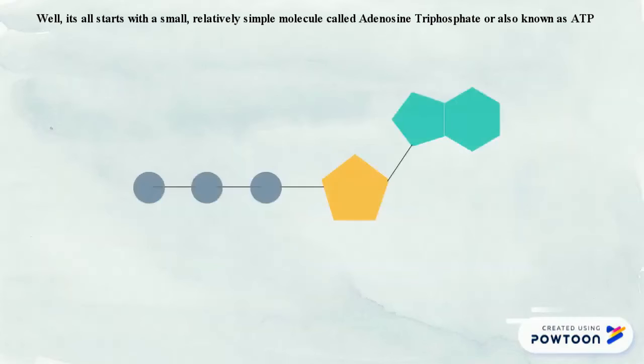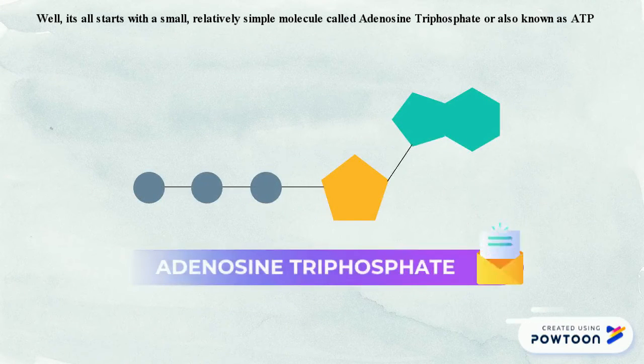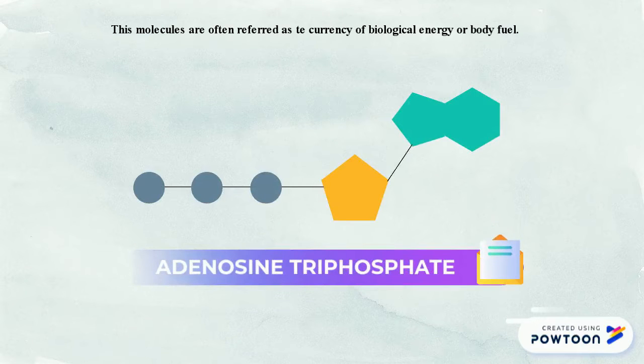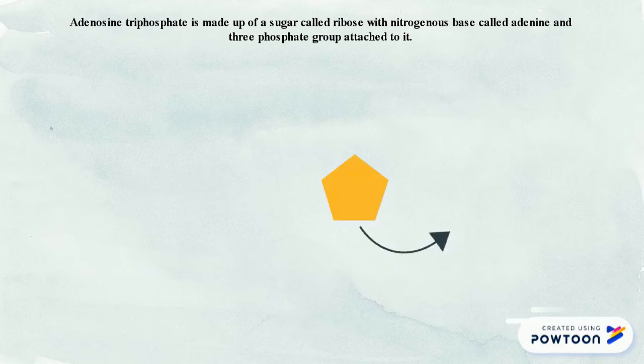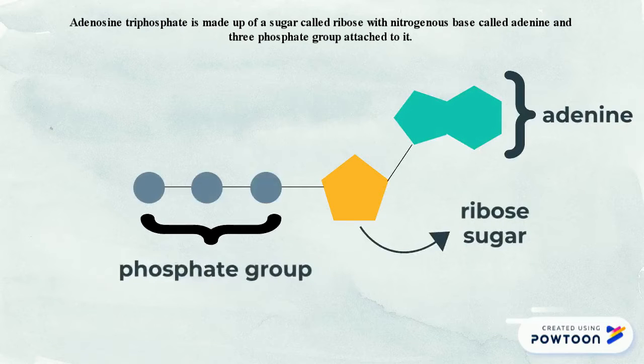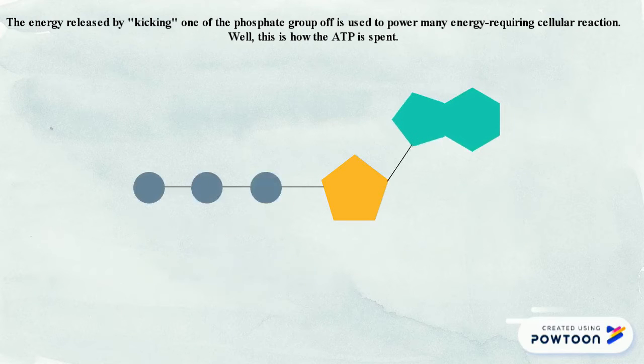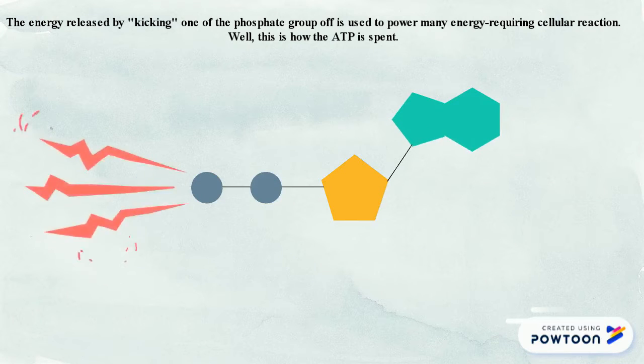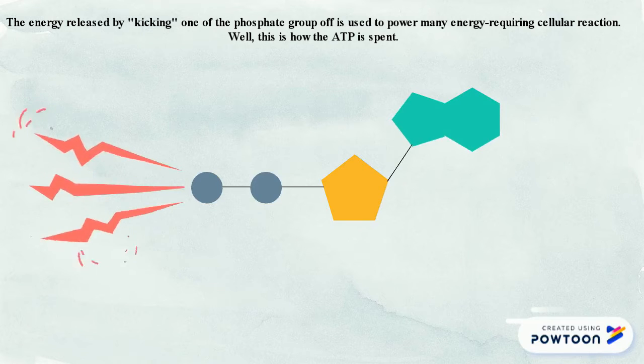Well, it all starts with a small, relatively simple molecule called adenosine triphosphate, also known as ATP. These molecules are often referred to as the currency of biological energy or body fuel. Adenosine triphosphate is made up of a sugar called ribose, with a nitrogenous base called adenine, and three phosphate groups attached to it. The energy released by kicking one of the phosphate groups off is used to power many energy-requiring cellular reactions.